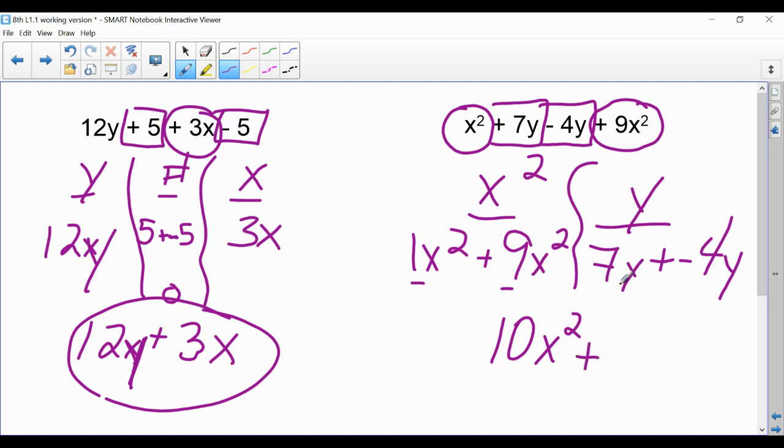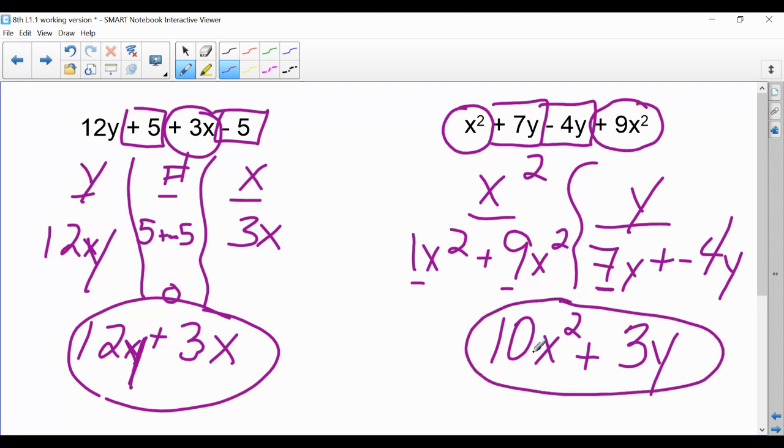Over here we have 7y plus negative 4y. Different signs, find the difference. So 7 minus 4 is 3y, answer gets the sign of the larger value, so that stays positive. So our final answer is 10x squared plus 3y.